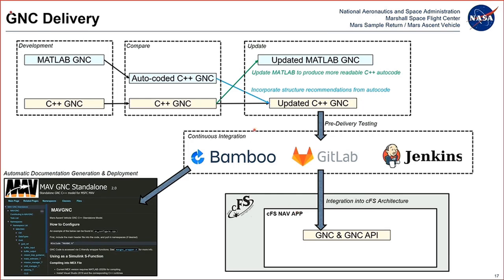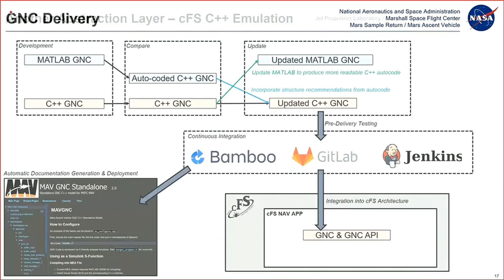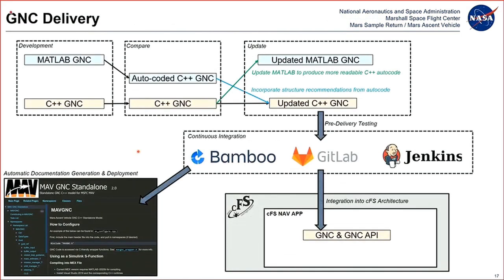Another cool thing that our continuous integration does is creates automatic documentation generation for us. So as you can see, this is an example of a Doxygen output. We actually have a website for NASA internal folks to go to, where if they wanted to just implement mapGNC or look at a function or something, they can just go to that website. And it's available to anyone that has access to the NASA server.